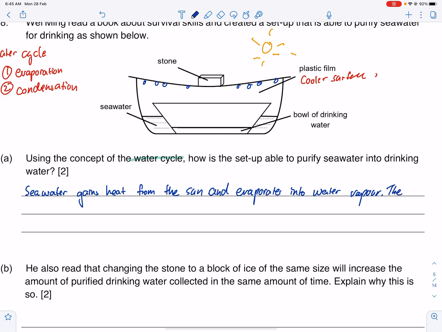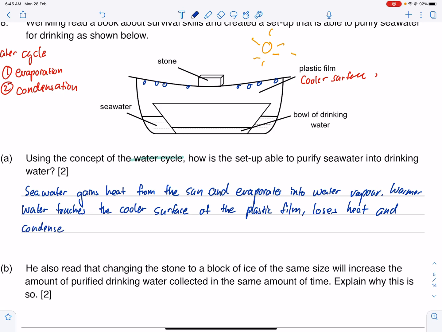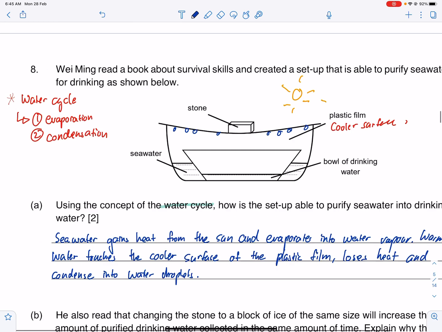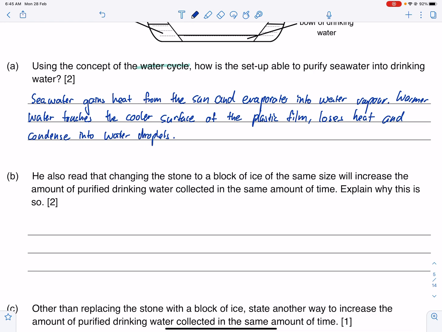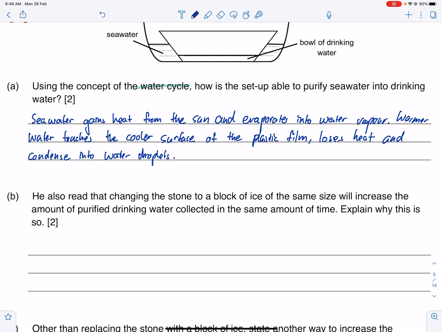Then, the next step will be warmer water vapor touches the cooler surface of the plastic film, loses heat to it, and condenses into water droplets. So this is how you get pure water droplets. Of course, you can then continue to talk about how the water droplets would then roll towards the center, form bigger droplets, and then drip into the bowl, collecting your drinking water.